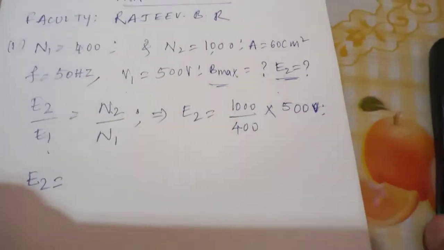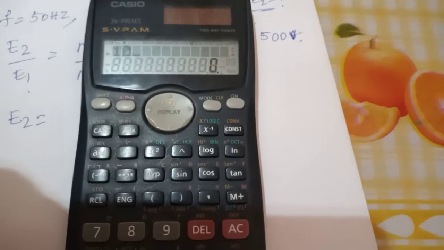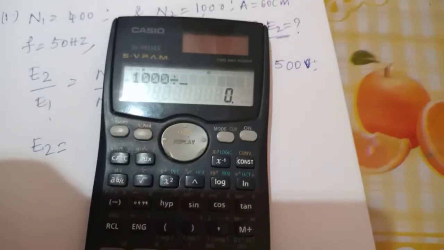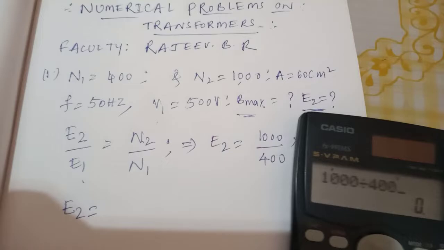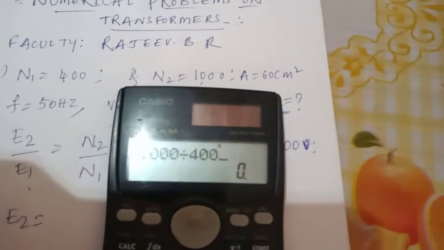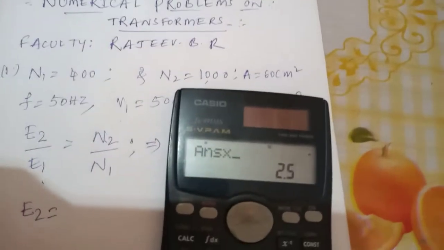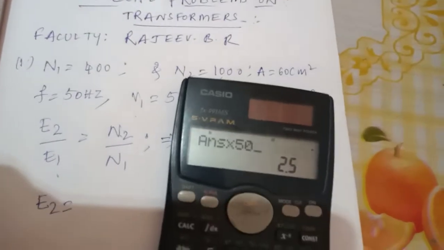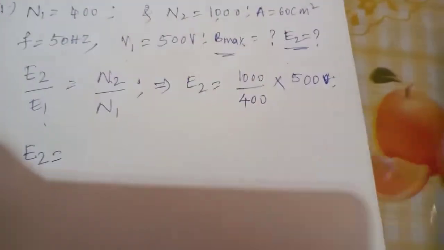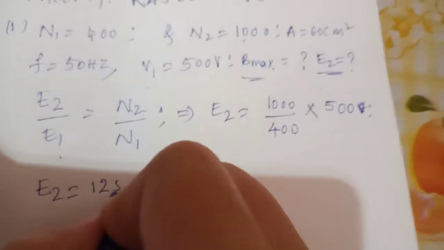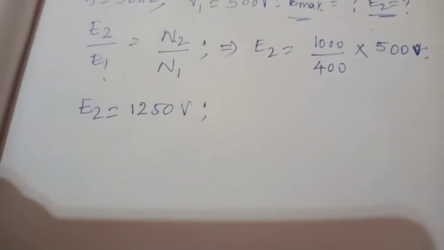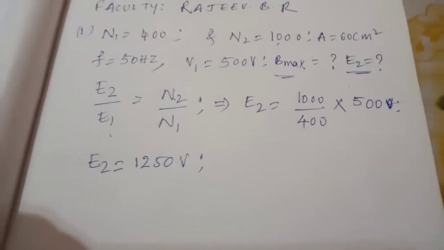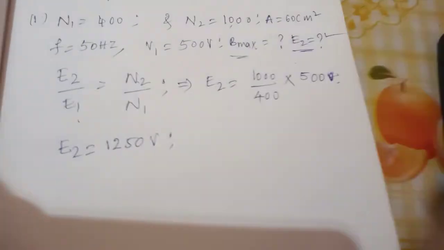So what is E2 now? E2 is equal to 1000 divided by 400 into 500 volts. So 1250 volts is the secondary induced voltage, the open circuit voltage of the secondary. Now this is ruled out.